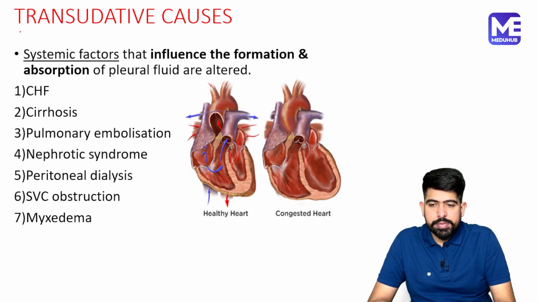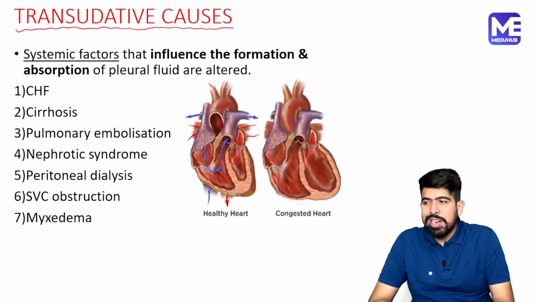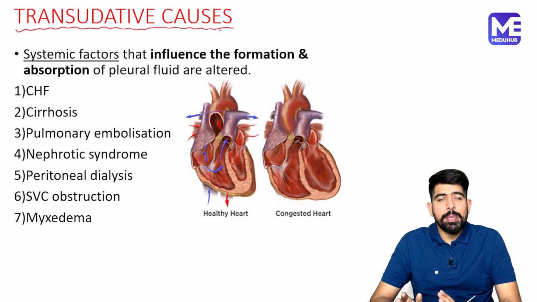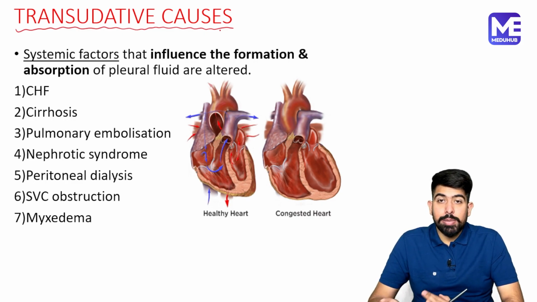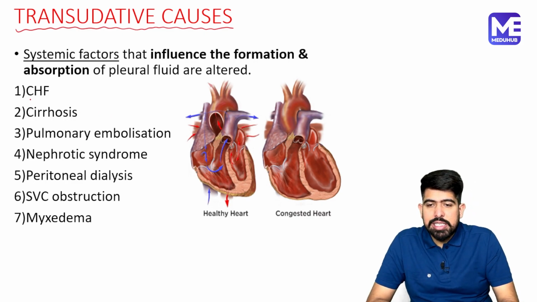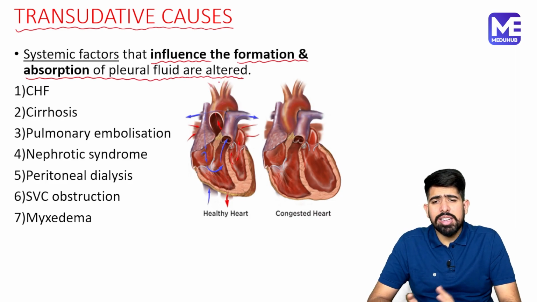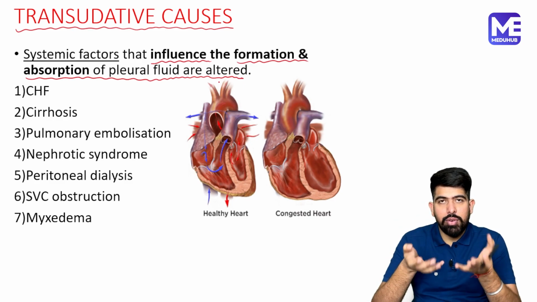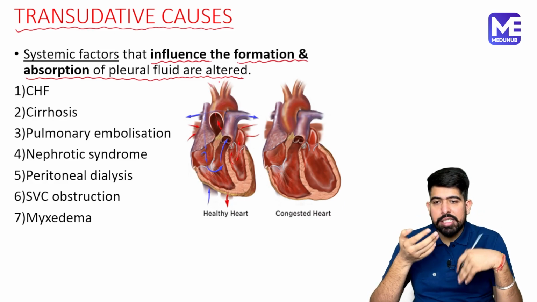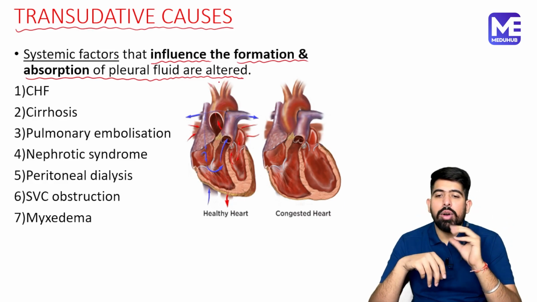Now, if we talk about the transudative causes, till now we talked about the exudative causes, but now we are going for the transudative causes. In the transudative causes, the systemic factors that influence the formation and absorption of the pleural fluid are altered. What are the systemic factors? Please remember, these are the systemic factors which can influence the formation. What is the meaning of influence? They can increase the formation or maybe they can decrease the absorption.